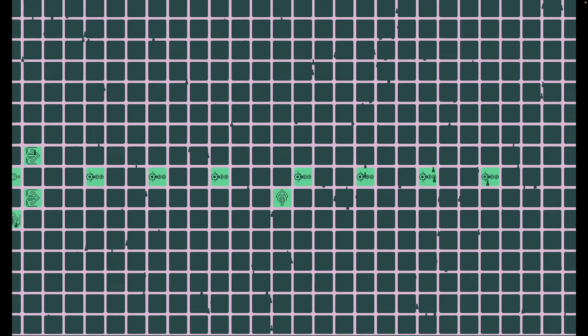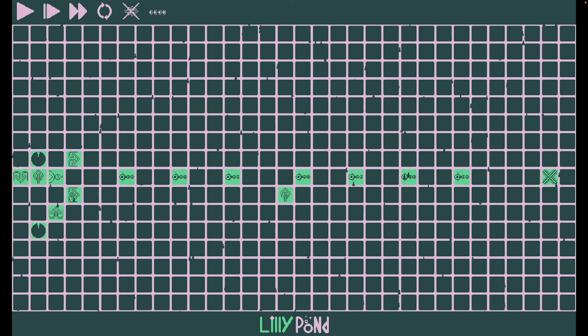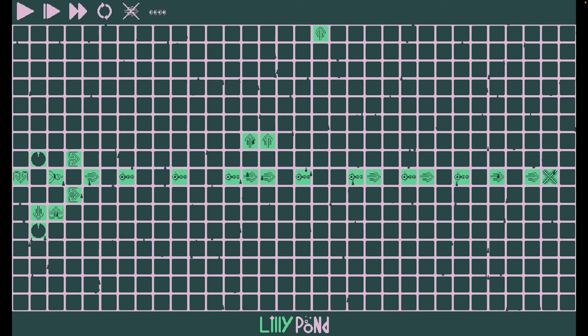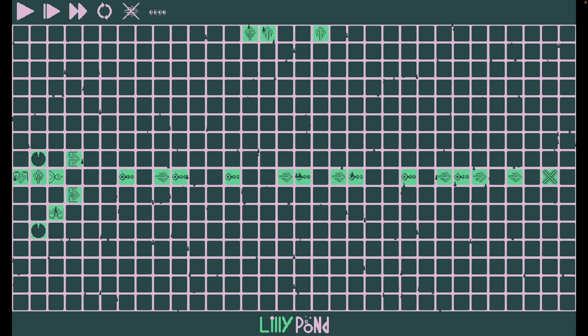Lastly, this is a splitter. All that it does is look at the cell behind it and make two copies of that cell in front of it, if there's enough room. This can be very useful for turning a flow of tadpoles with lots of gaps into a flow of tadpoles with no gaps at all.